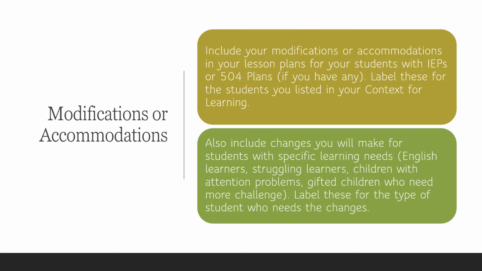So let's say you have a child with autism, you put that in, don't put their name, but put that into the box for modifications or accommodations, and then write in whatever they are required to have. You're also going to want to include any changes that you'll make for students with specific learning needs, such as English learners, struggling learners, children with attention problems, gifted children who need more challenge. And again, label these modifications or accommodations for the type of student who needs the changes. You must have at least one student that fits into either of these categories.